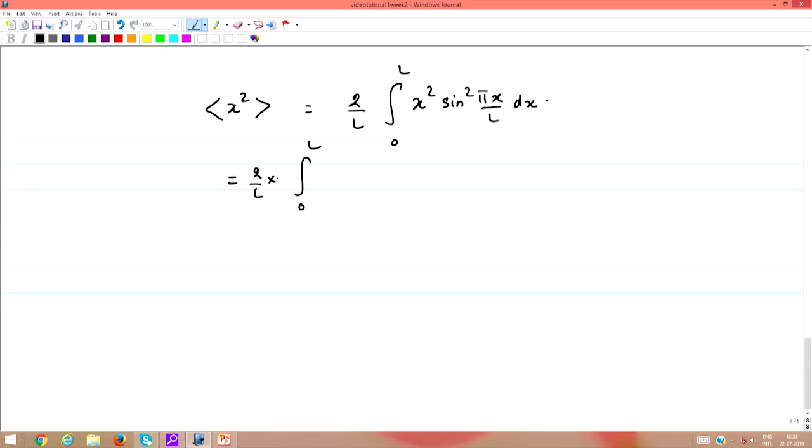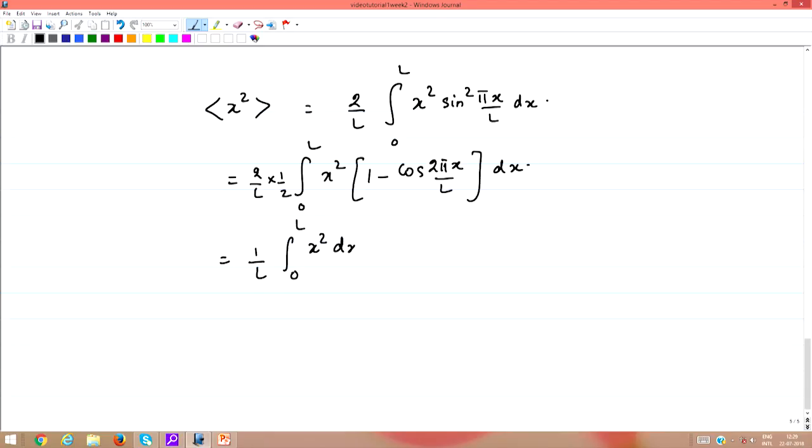2 by L into 1 by 2 x square into 1 minus cos 2 pi x by L dx, and this is the sum of two integrals. So, it is 1 by L. The first one is 0 to L x squared dx, and the second integral is 0 to L, 1 by L, x square cos 2 pi x by L dx.